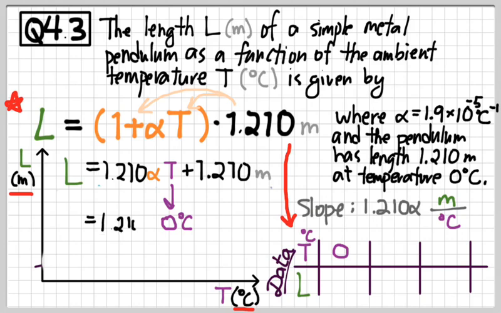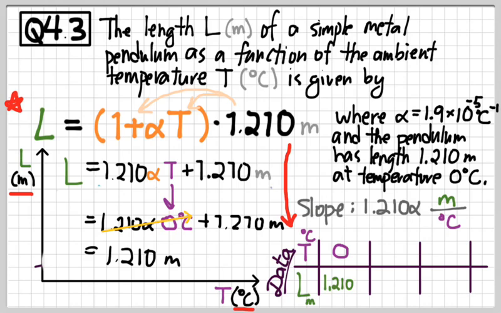So 1.210 times alpha times 0 plus 1.210 meters. Well, luckily for us, since T was 0, this entire factor here goes away. And so what we end up getting is 1.210 meters. Which is why the authors of this problem get away with making the claim that this 1.210 that appears in the equation is the length of the bar, the length of the pendulum, in meters, when the ambient temperature, I guess, is 0 degrees Celsius.